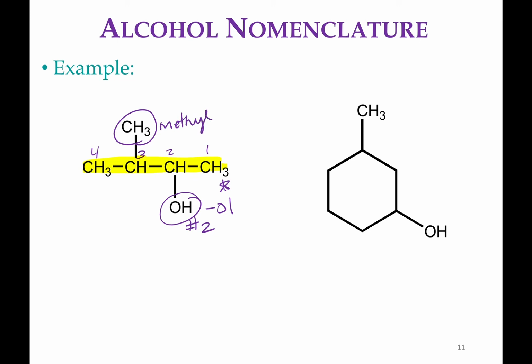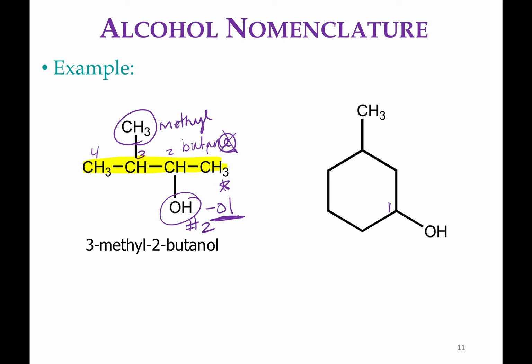So butane is what we have here. But we're going to drop the E and change the ending to -ol. So butanol, and then we put our substituents in alphabetical order. But we only have one substituent in this case because this is going to change the ending. So we have butanol, and it's at number 2, and our methyl group is at number 3. 3-methyl-2-butanol. This is an example, the next one, of a cyclic alcohol.